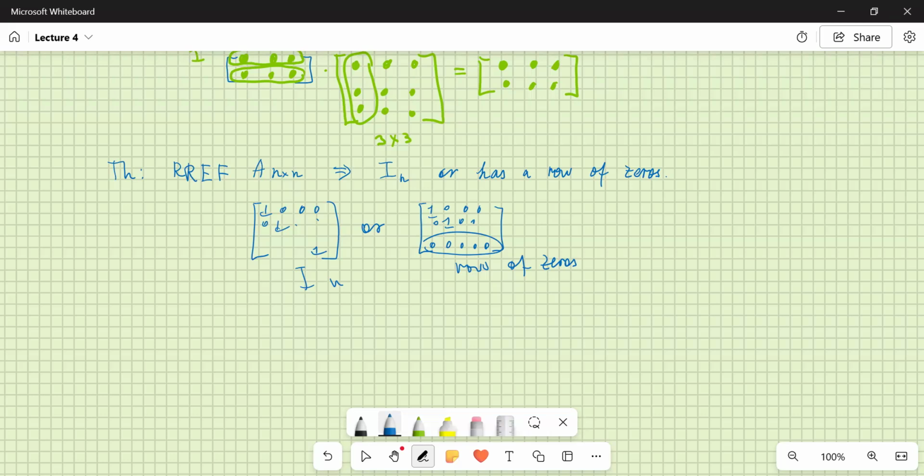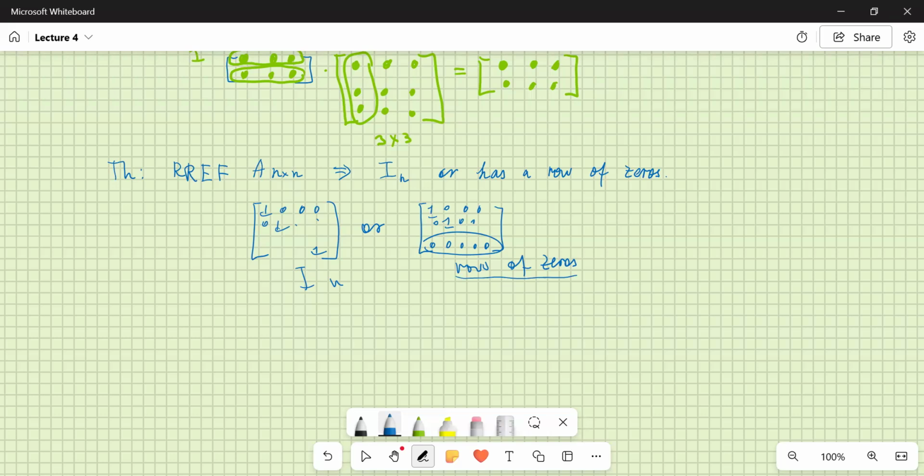That's one option. Or maybe in another situation, one row or two rows, or we don't know how many rows, is going to have no ones anywhere, and then it's going to have a row of zeros. The theorem tells us that it can be just one row of zeros, or we don't know how many. It can be more than one row of zeros. But you cannot have any other option here.